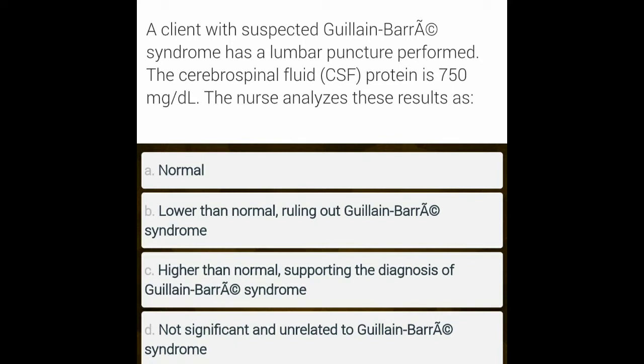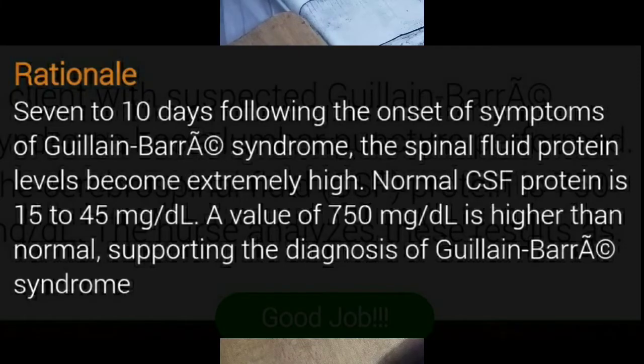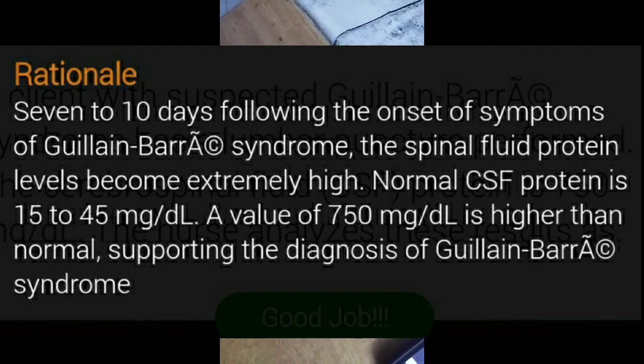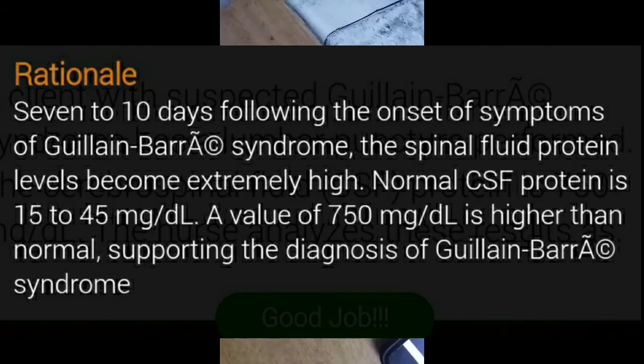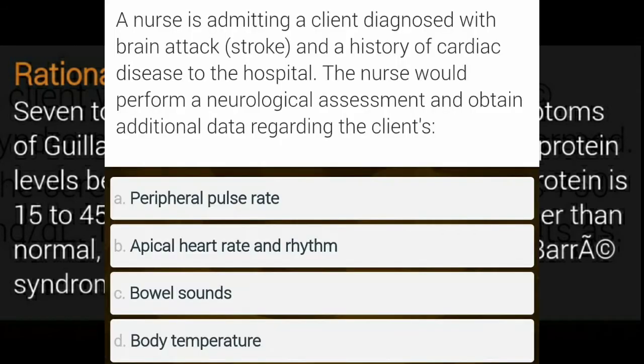So, what is our answer? Seven to ten days following the onset of symptoms of GB syndrome, the spinal fluid protein level becomes extremely high. Normal CSF protein is 15 to 45 mg. A value of 750 mg per dL is higher than normal, supporting the diagnosis of GB syndrome. So, our answer is C, higher than normal, supporting the diagnosis of GB syndrome. Okay, then let's move to the next question.